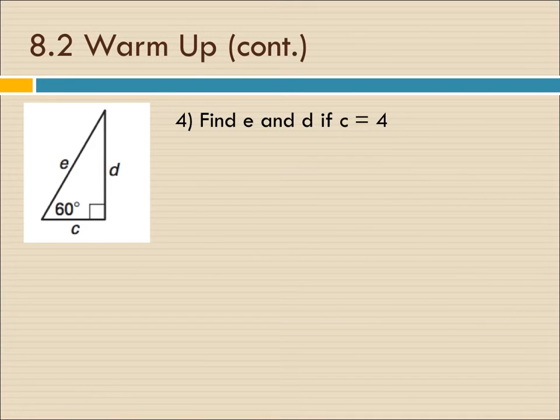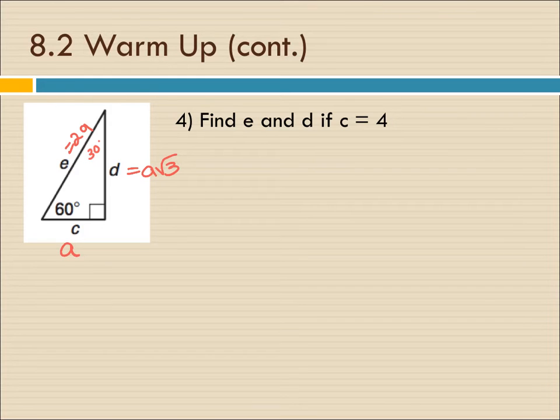Okay, now what kind of triangle is this? 30, 60, 90. So the relationship is, what's opposite the 30? It's A. What is opposite the 60? A root 3. And opposite the 90? 2 times A.